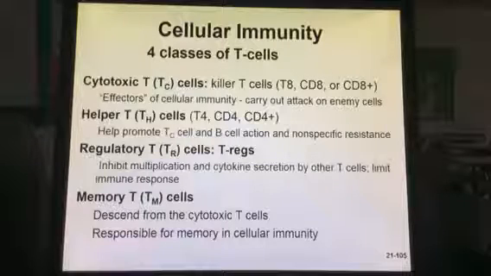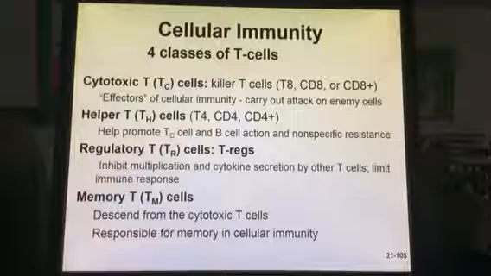Okay, so we're going to talk about 4 types of T cells, and some of them are more important than others, but we'll go through the types and then we'll see what each of them is going to do. So cytotoxic T cells are the effectors of this type of immunity. They are actually the ones carrying out the attack on the enemy cells. Don't worry about all of those proteins over in the parentheses. I'm not worried about that.